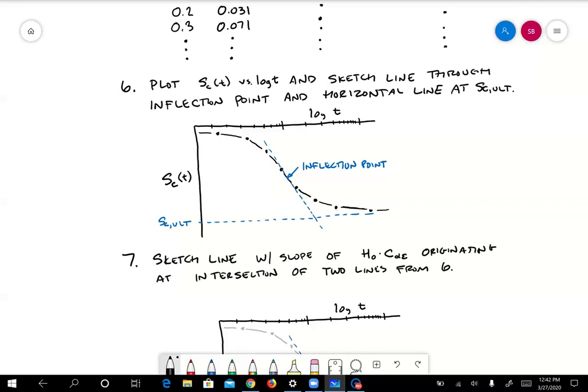Then the second line, pick the inflection point. Basically, that's the point where the curvature changes from being concave down to concave up in this curve. It's also the point where you get the maximum slope in the settlement versus log time plot, and then just sketch a line tangent to that inflection point, right? So this is kind of like what we do using Casagrande's method for finding TP from a laboratory curve. We're just kind of doing it in reverse now, but the same principle applies.